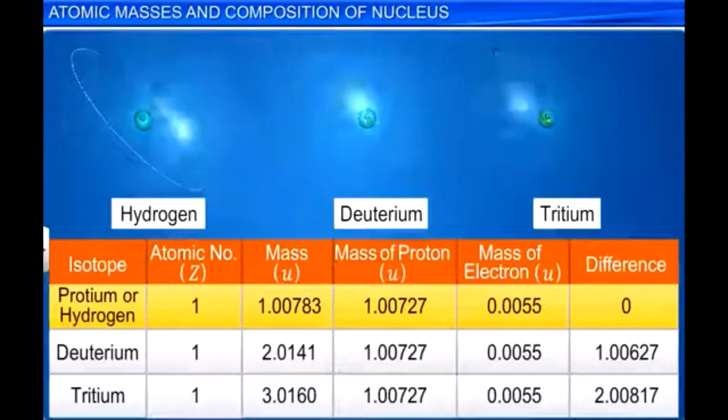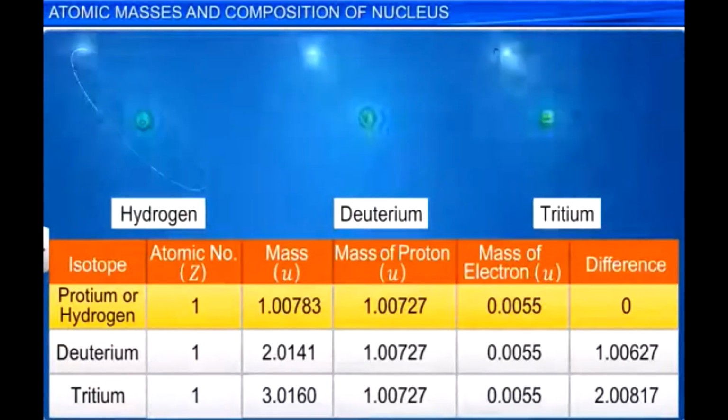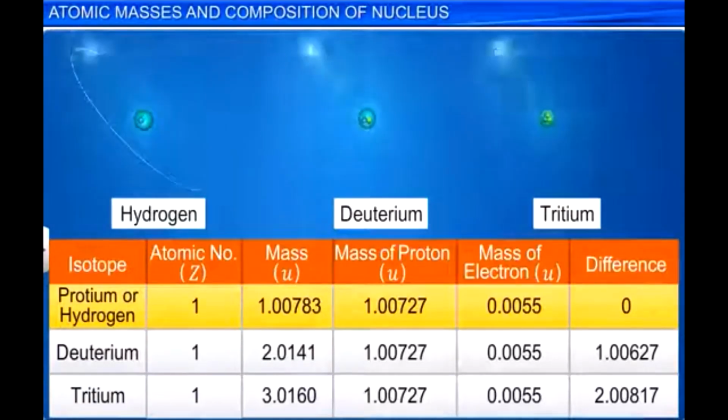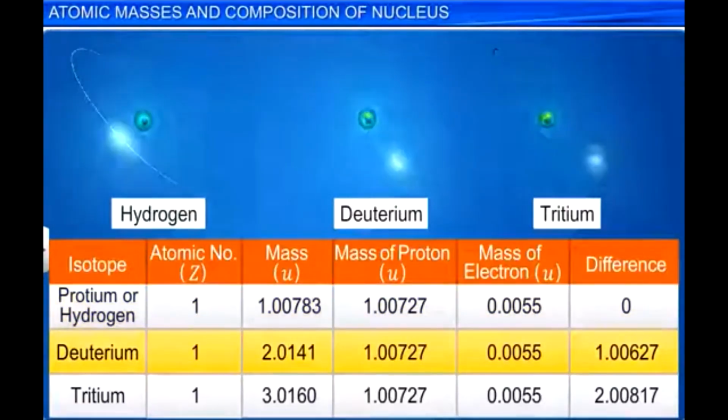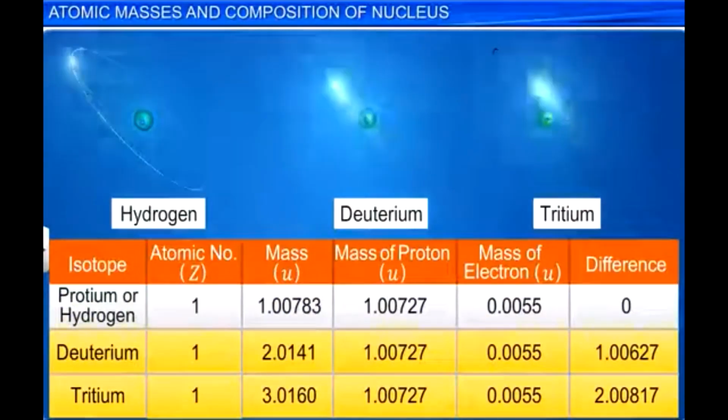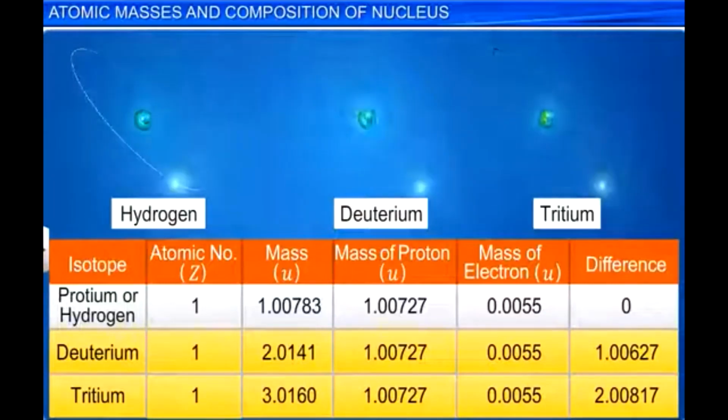Hence, the difference between the atomic mass and the sum of the masses of the protons and the electrons is equal to 0. But in the case of deuterium and tritium, this difference is not equal to 0. This indicates that apart from protons and electrons, there are other particles present in the atom.